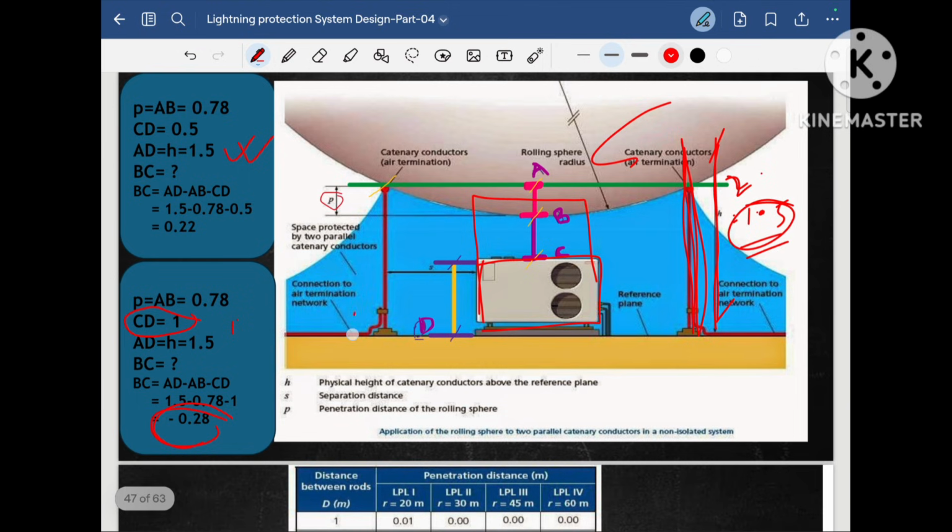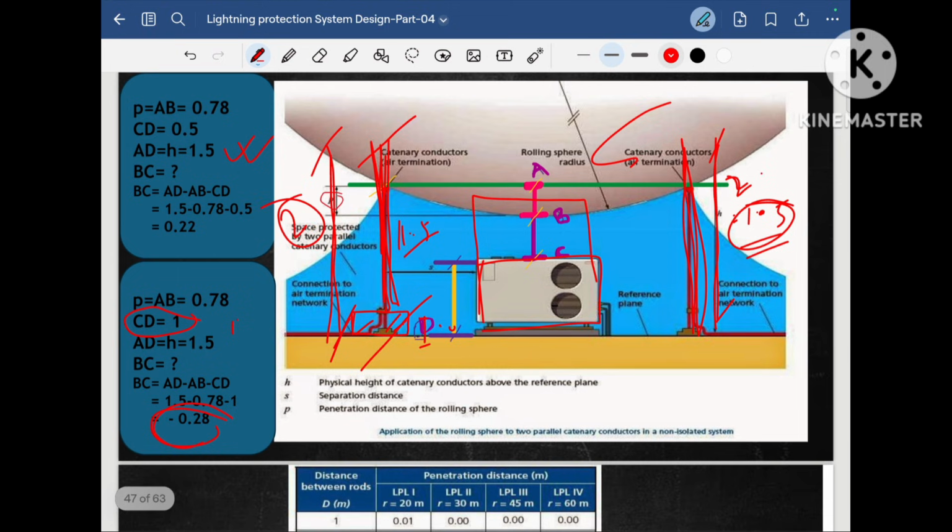We have to place one concrete block or some supporting platform, and over it we have to place our lightning protection air terminal. If we do so, the resultant height of the air terminal rod will increase. Though the actual height is 1.5 meter, the resultant height will change from 1.5 to, let's say it is 0.5, so it will change to 2 meter.